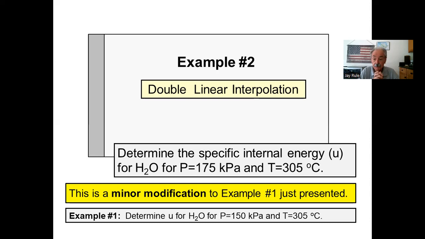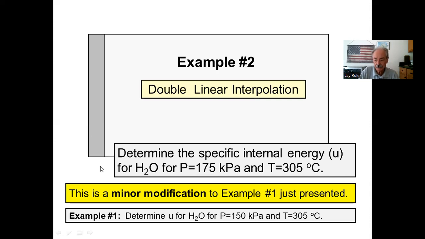Okay, let's go to example 2. That is more complex, but still doable. Now, here's our problem. Determine the specific internal energy U for H2O at a pressure of 175 kPa, it's a different pressure, and 305 degrees C. The exact same temperature that we used in example 1. We just changed the pressure a little bit.